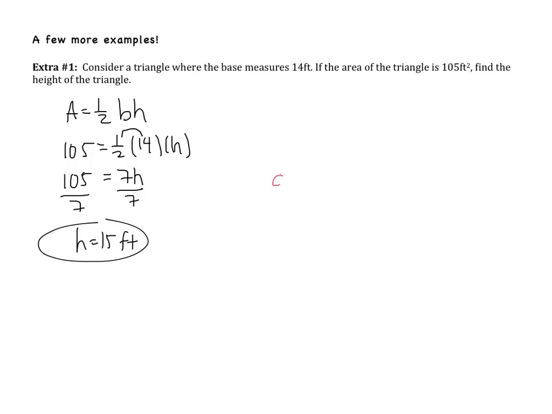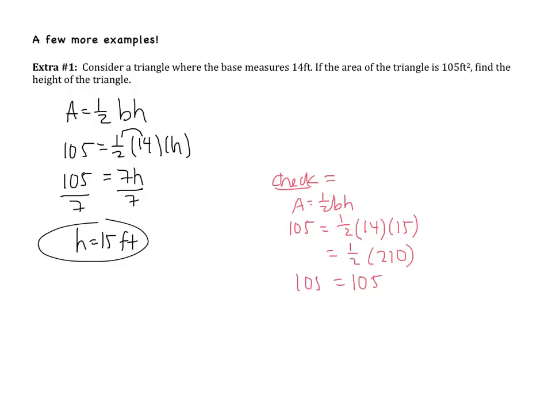Now, it's always smart just to check our answer. Area is 1/2 base times height. My area is 105. Is that equal to 1/2 my base of 14 and my height of 15? Well, 14 multiplied by 15 is 210. Half of 210 is 105. I get 105 equals 105, so my answer checks out. The height of the triangle is 15 feet.